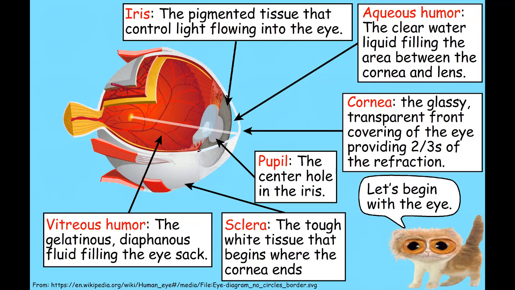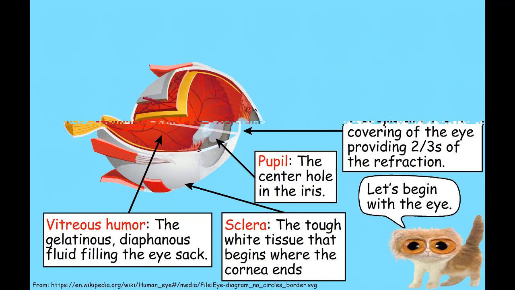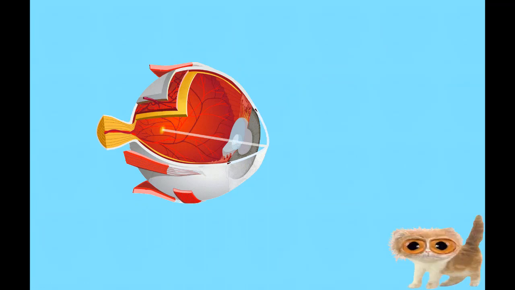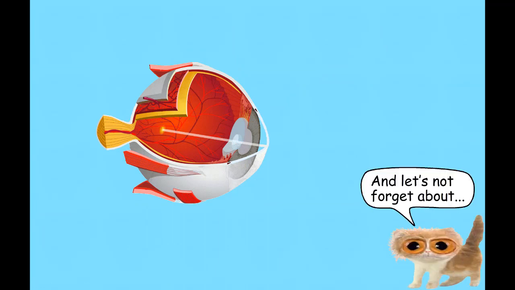Inside the eye, we have a gelatinous, diaphanous fluid filling that eye sac. It's called the vitreous humor. And unlike the aqueous humor, it's colored and thicker. And it provides substance to the body of the eye.